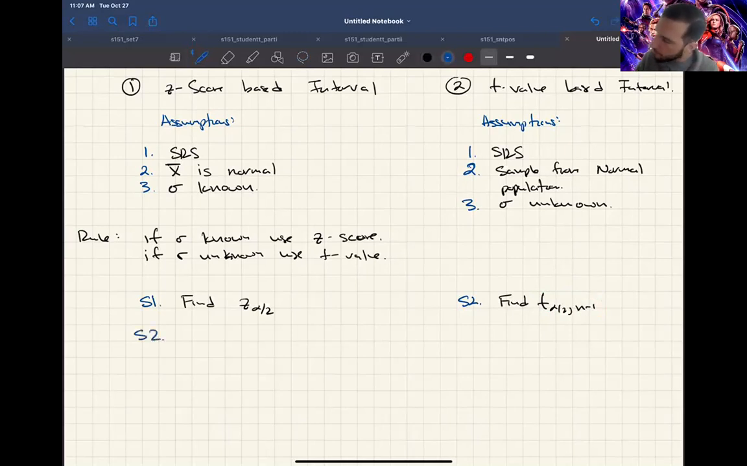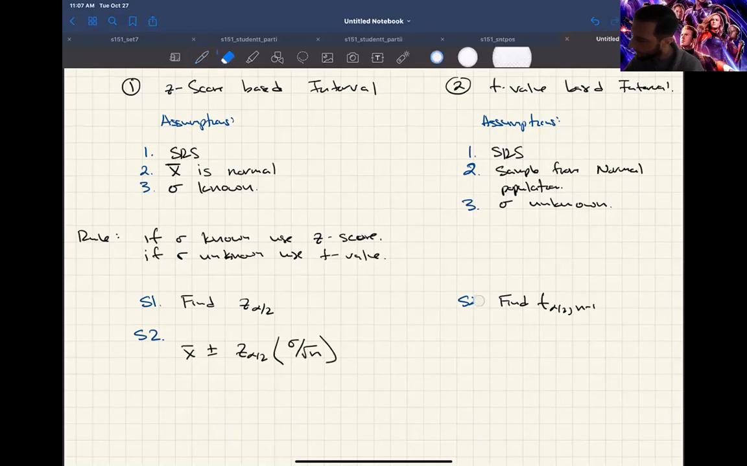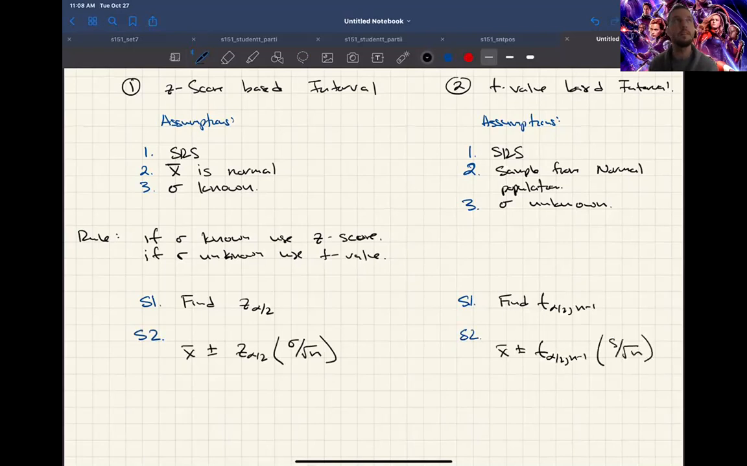On step 2, we have computation of the formula. For the Z-score interval, compute x bar plus or minus z alpha over 2 multiplied by sigma over the square root of n. For the t interval, compute x bar plus or minus a t value multiplied by little s over the square root of n. Notice that the differences between the two intervals are very subtle.